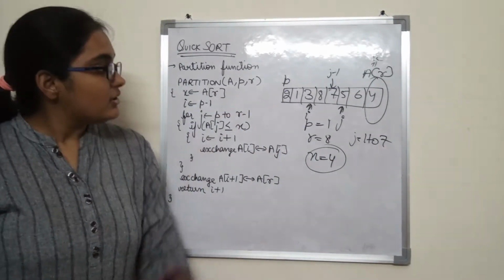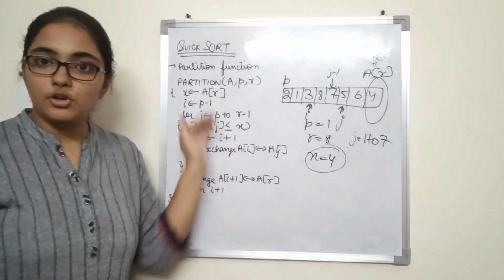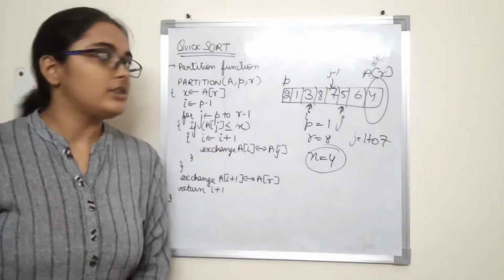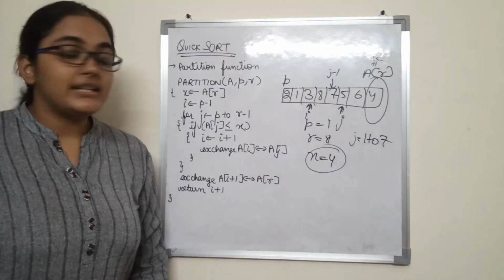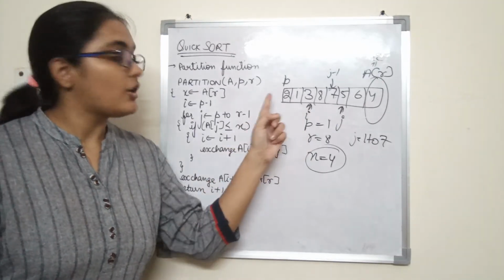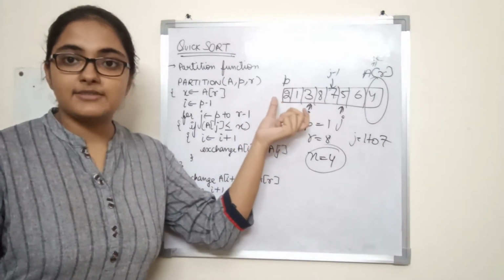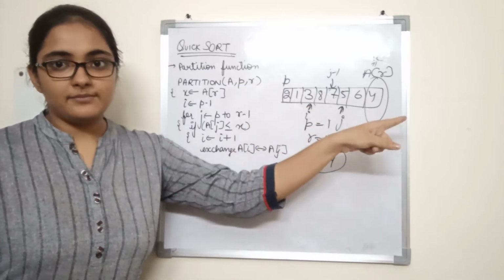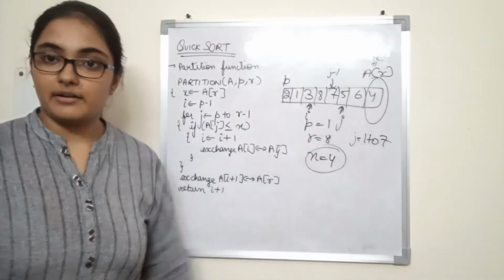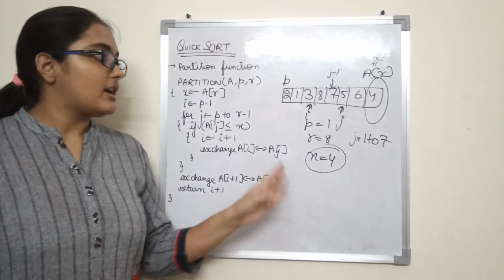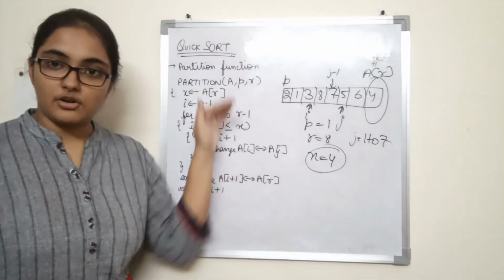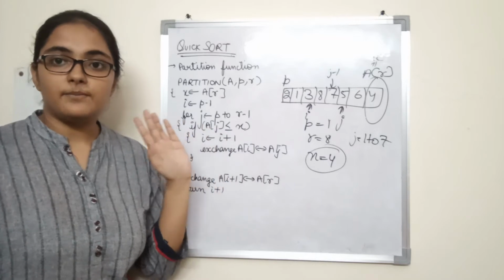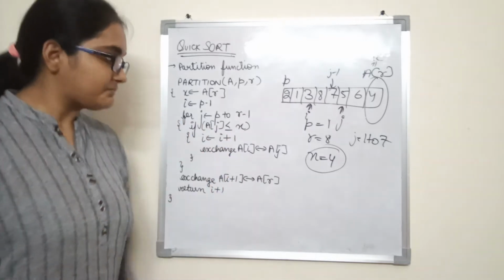Now whenever we run through the loop, you can check it at any point of time. i will always point to the maximum element index from p such that all the elements from p to i are less than equal to a of r, right? So that you can check along the run of the partition procedure, right?